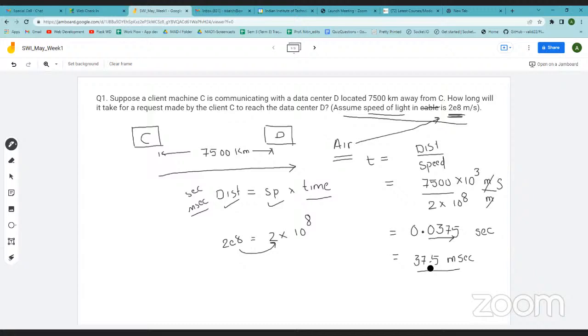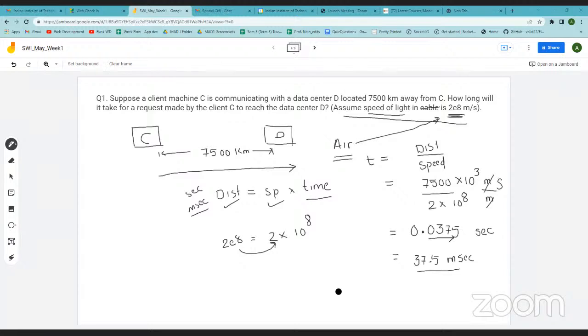Now, this is the answer, but I just wanted to check some of the other responses. The other response is 0.025 seconds, so this is 25 milliseconds, right? I hope there is just some problem with certain manipulations. But the answer should not be 25 milliseconds. It should be 37.5 milliseconds.